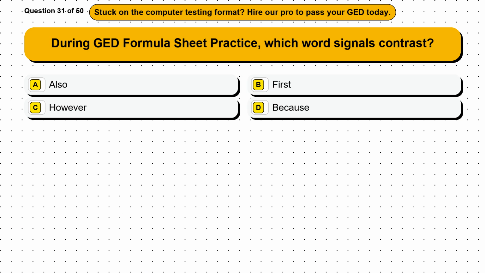Question 31. During GED formula sheet practice, which word signals contrast? Option A, also. Option B, first. Option C, however. Option D, because.